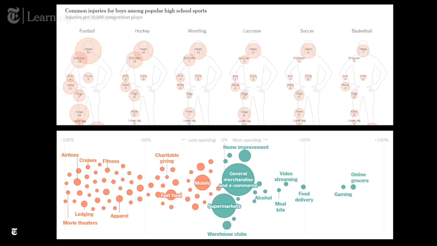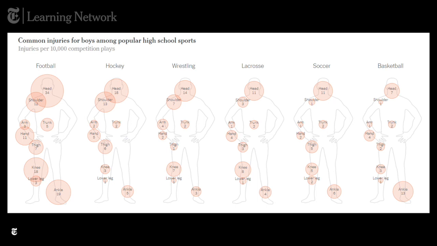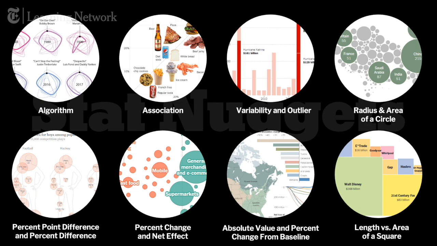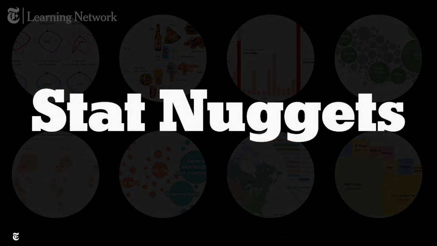Okay, so a graph will be in percentages, and one percentage will be greater than the other, and the students will say, "Well, that one is bigger," not knowing what the base is for either of them. So the one on high school boys' injuries, the stat nuggets we were talking about, was percentage point difference and percentage difference, and how they're different and when you use each. These seem like very basic concepts for high school, but boy, there's a lot of confusion here.